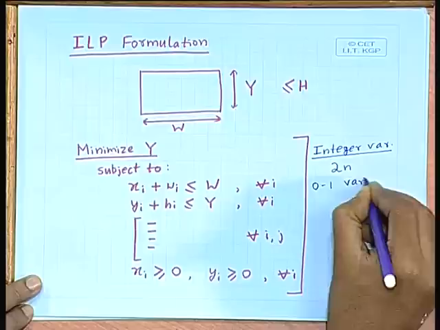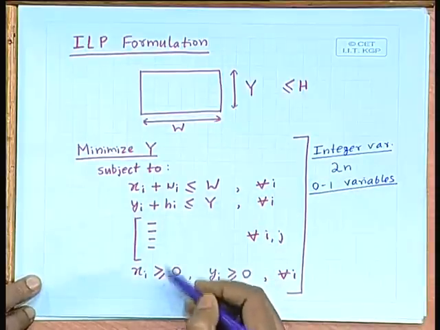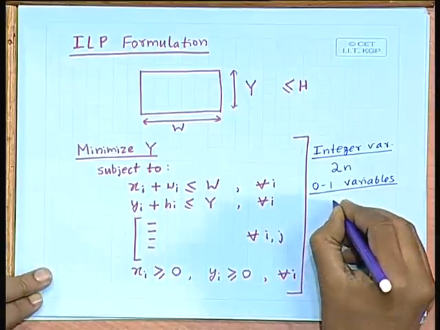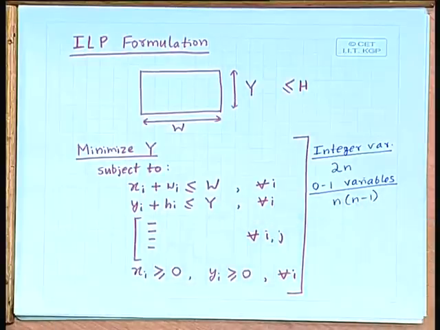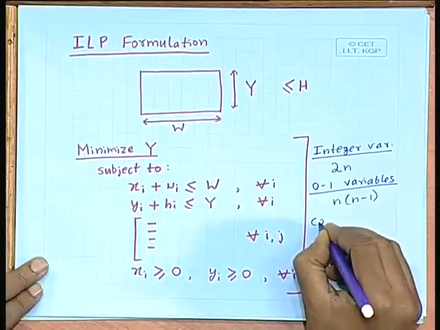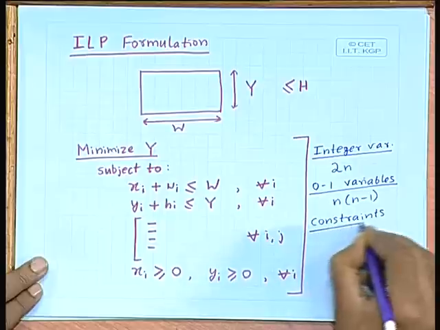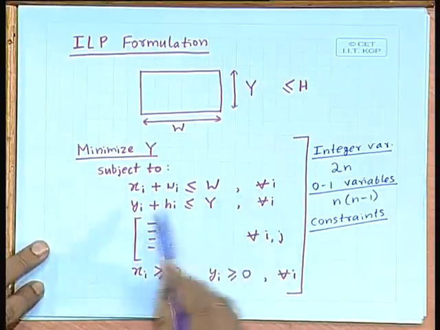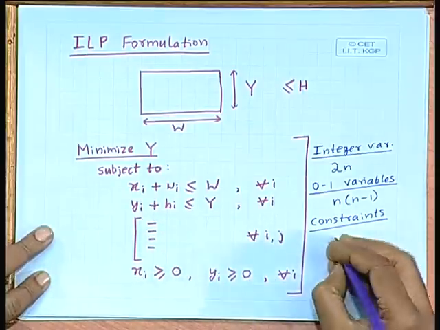So, integer variables are 2n, and 0 1 variables, how many are there? Those are the xij and yij. So, xij for every pair you will be having, so n into n minus 1 in general. And how many such equations or constraints are you having? Total number of constraints, this also you can estimate. The first ones correspond to n for all i. This is n, this is n, and this is again n.